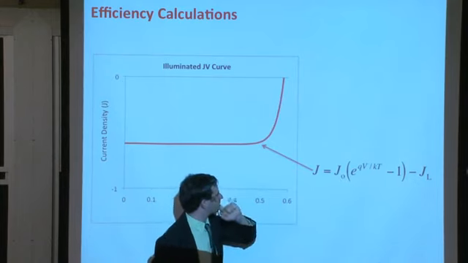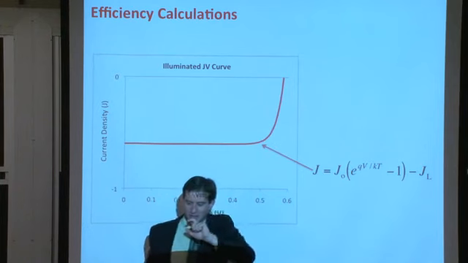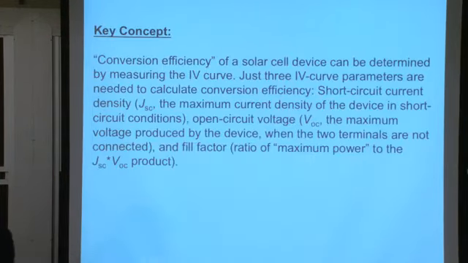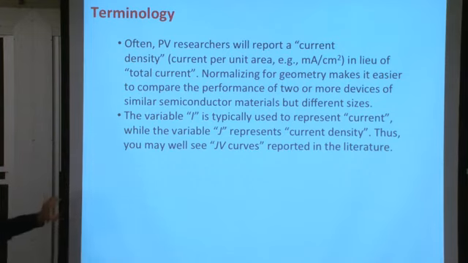We have our ideal diode equation here. And notice one thing: I just changed I to J. What just happened? Well, I and J look very similar, but they're in fact 2 different variables. Most often, PV researchers will report a current density, in other words, a current per unit area, instead of the actual current coming out of the solar cell device.